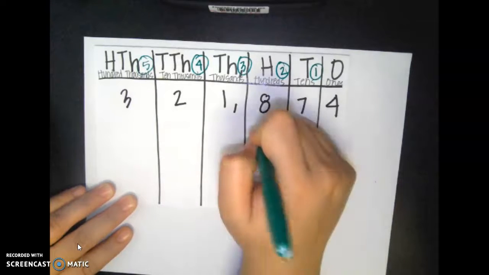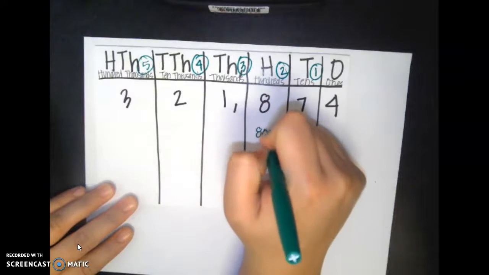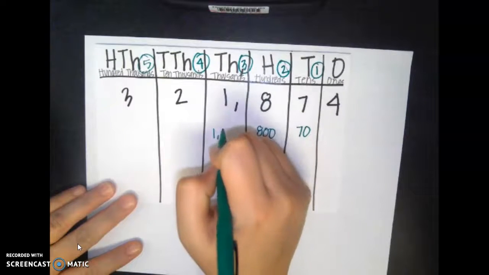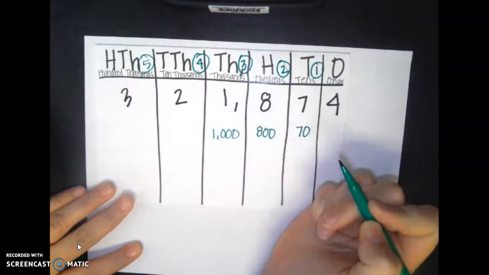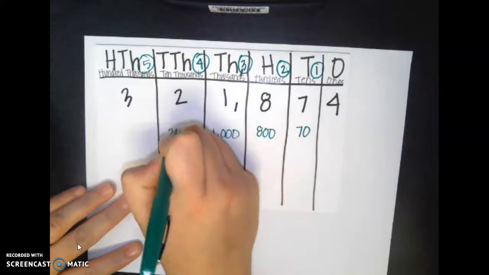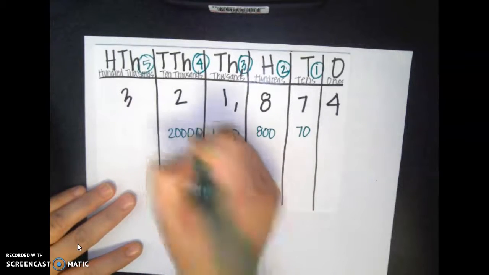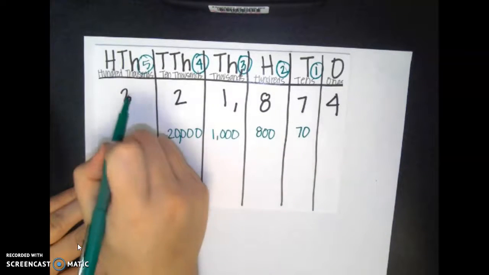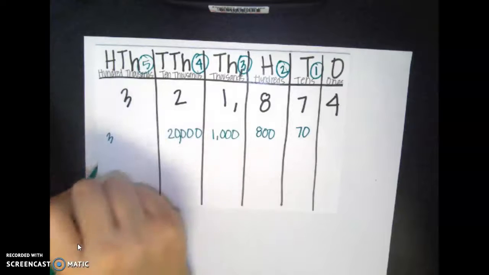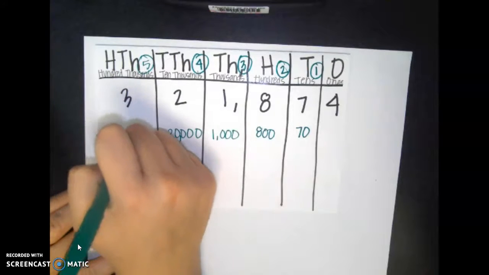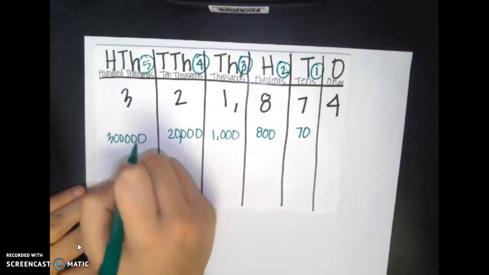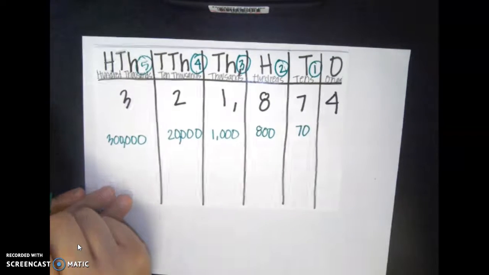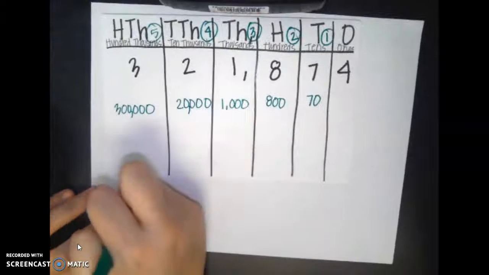1 zero. 2 zeros. 3 zeros. This is going to have 1, 2, 3, 4 zeros. This is going to have 5 zeros. So I write my number 1, 2, 3, 4, 5. Then I count back 3. 1, 2, 3, comma.